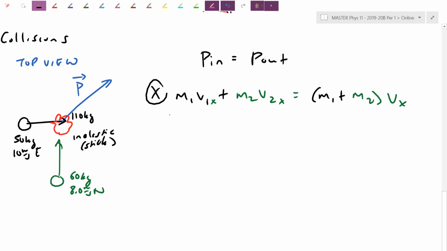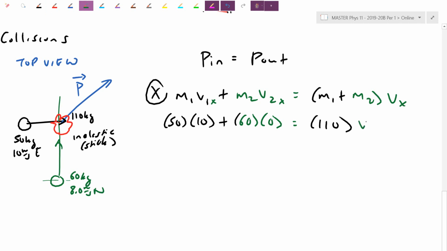So let's try it out here. I'm a 50 kilogram object. The velocity is 10 meters per second. In the X direction, even though this one here is currently going north at 8 meters per second, it's not going left or right. So when I multiply it by 60, it's actually 0 in the horizontal direction. This guy is going pure north. He's not going east or west. So that one there is a 0. Even though they're going to get tangled up and they're going to be 110 kilograms together, we're going to figure out what the Vx is afterwards.